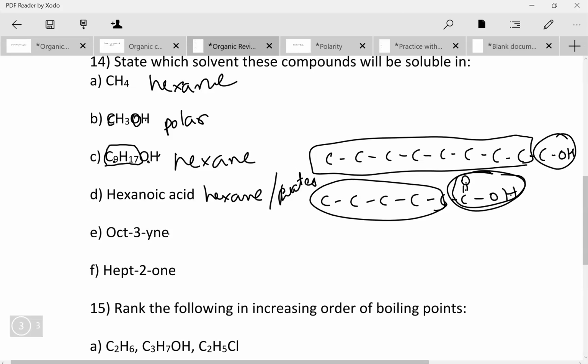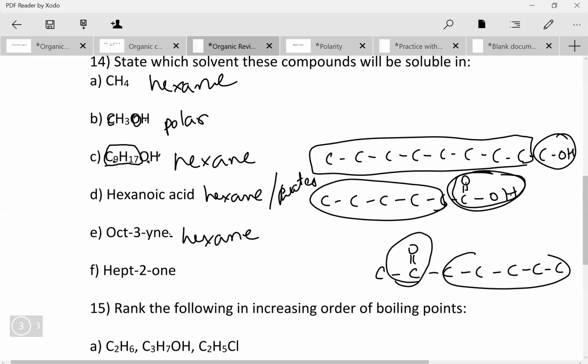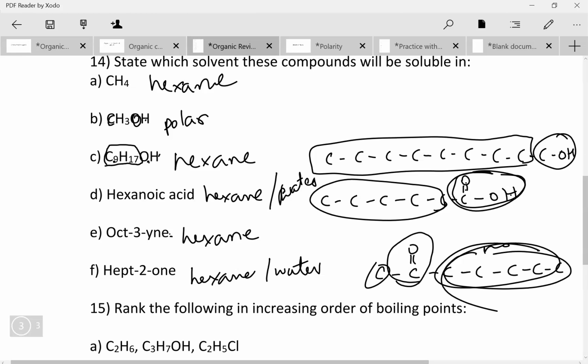Oct-3-yne, there is no oxygen, nitrogen, fluorine, none of that. It's just carbon-hydrogen bonds, so that's a nonpolar compound soluble in hexane. Hept-2-one, this is the compound, it's a ketone. Here you have a bit of polar part, and here you have nonpolar spaces. This will probably be both, I would say hexane first, and then maybe a little bit in water just because of this little polar part. If you said nonpolar hexane, that would be correct.